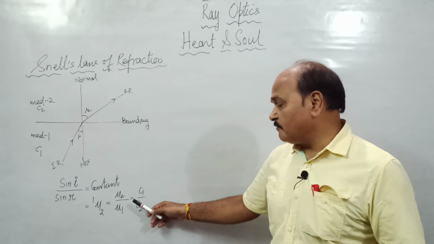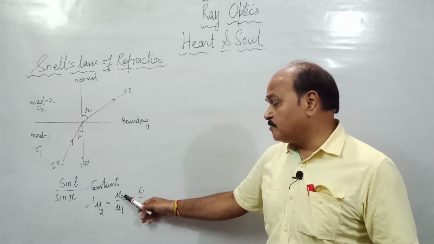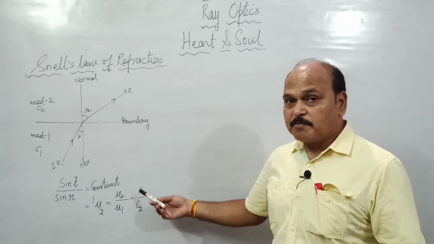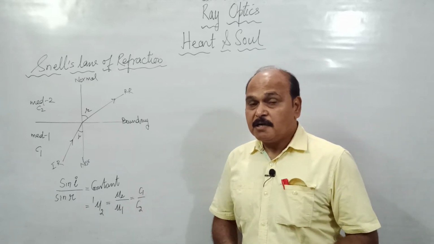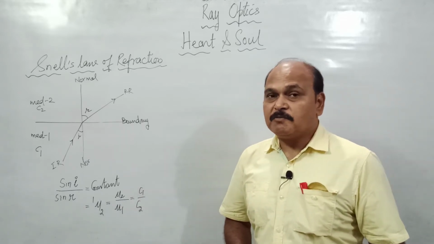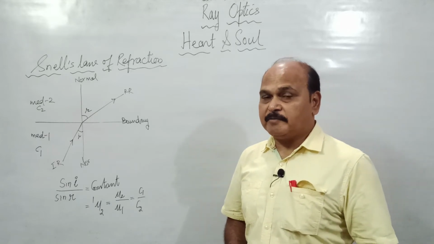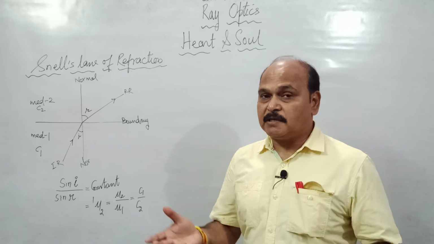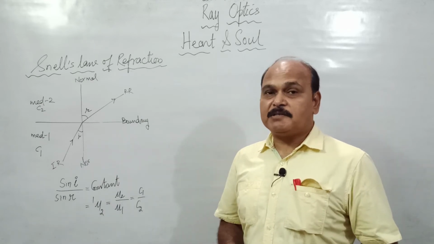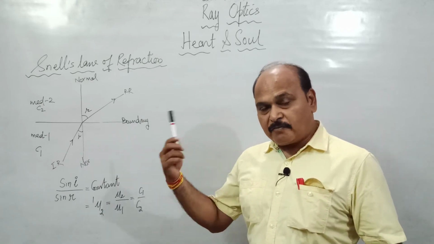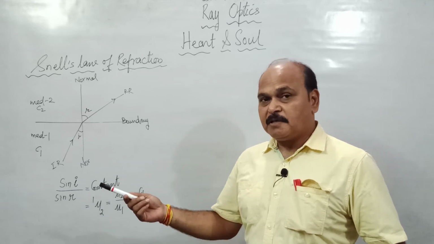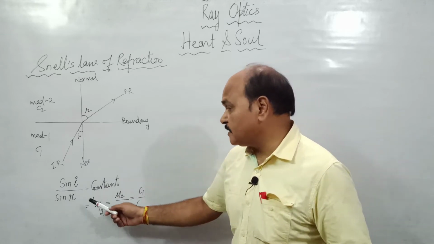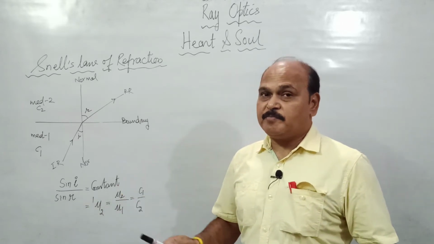Why is it different? Why is this mu2, this mu1, this C1, this C2? It is simply because we have already studied that the refractive index of a medium is inversely proportional to the speed of light in the medium. Absolute refractive index of a medium is the ratio of speed of light in free space to that in the given medium. So, what is the constant in Snell's law? That is very, very important.